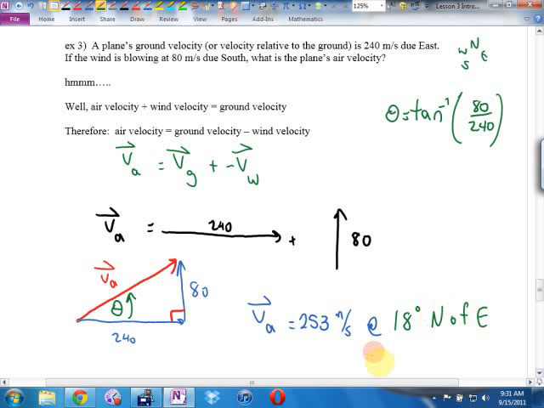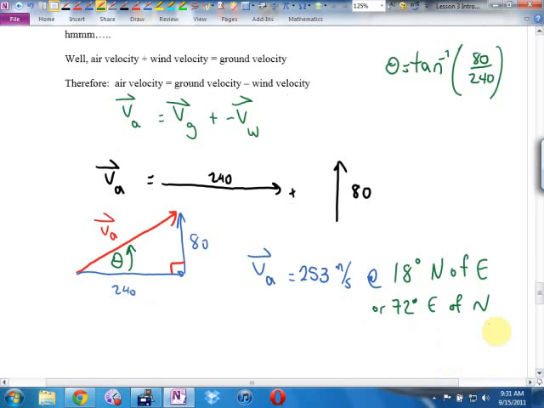And when all is said and done, that's what I got. Am I right? Brianna's nodding. You know, when you have the notes, you're pretty good. You got some game. Or 72 degrees east of north would also work if you did the 80 plus the 240.